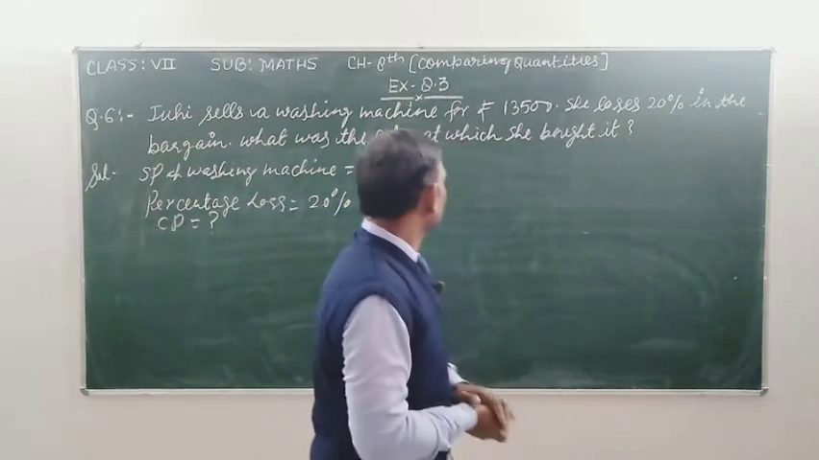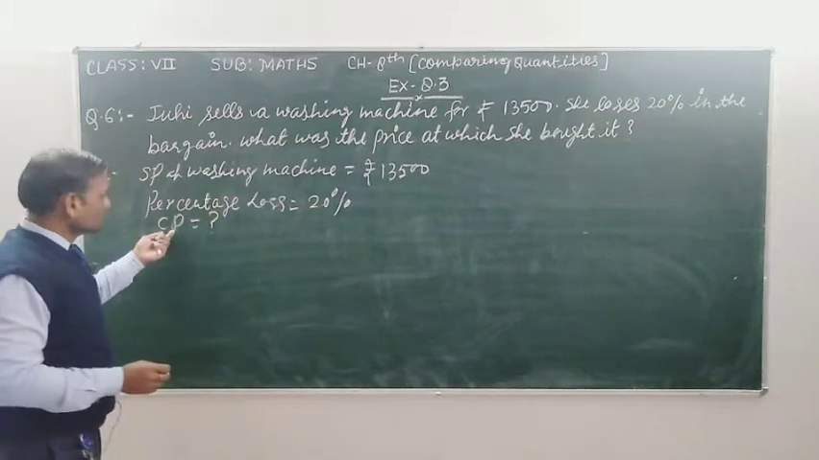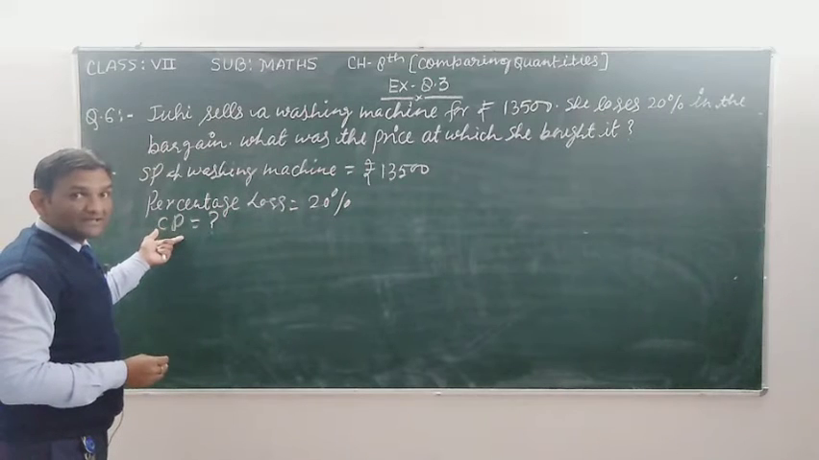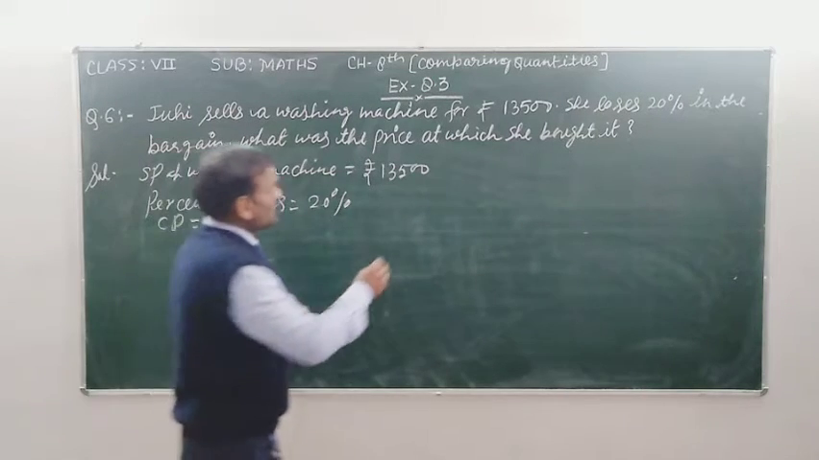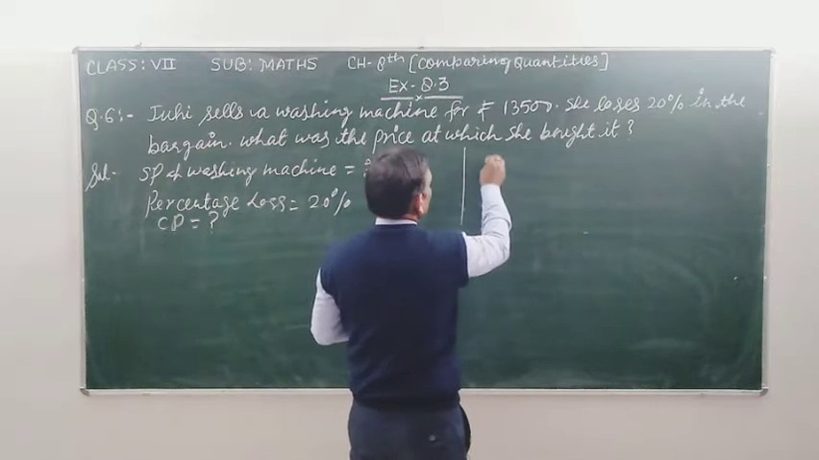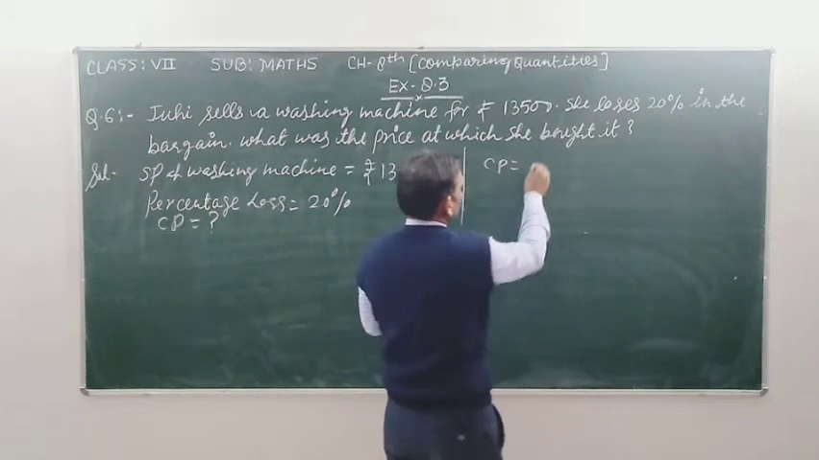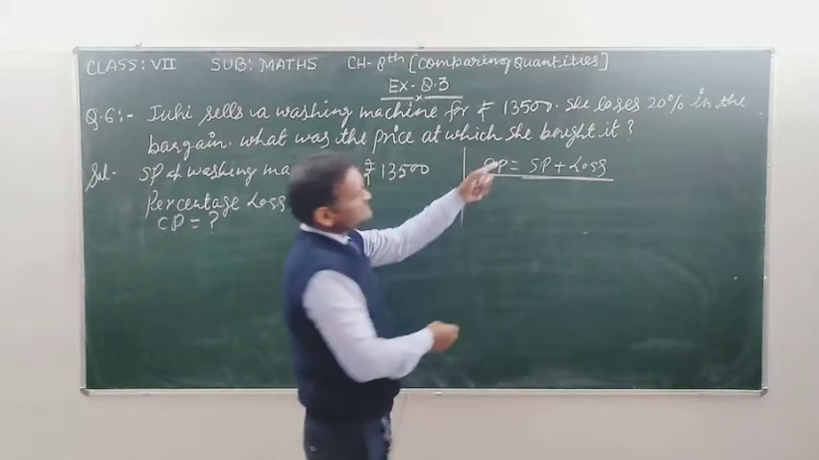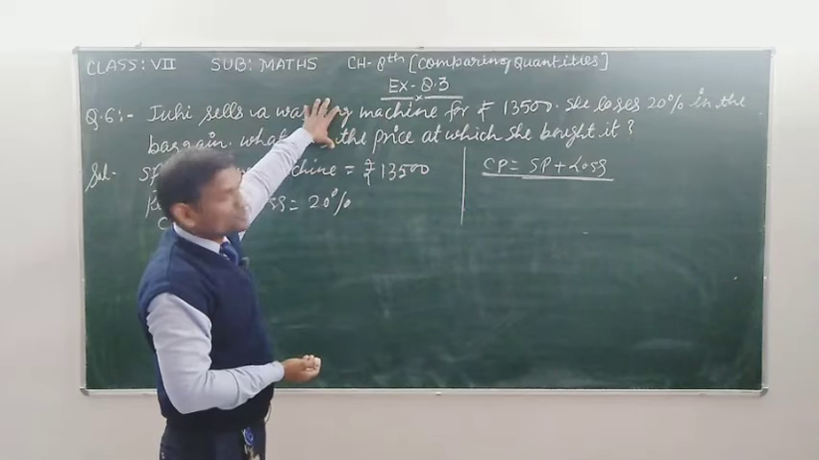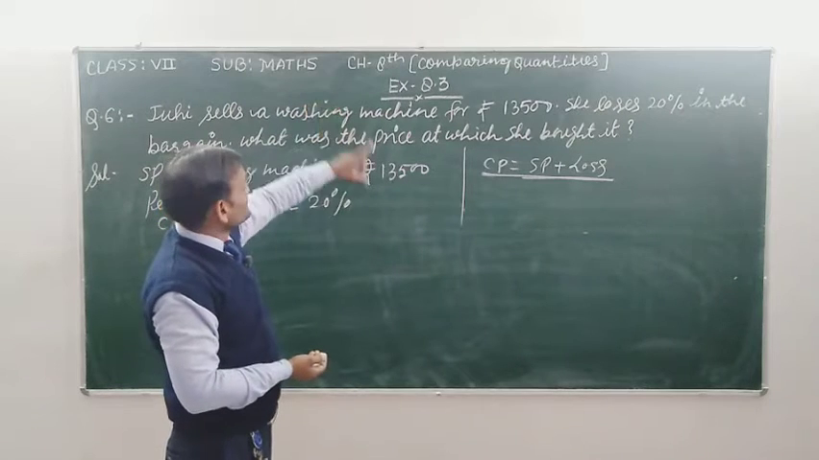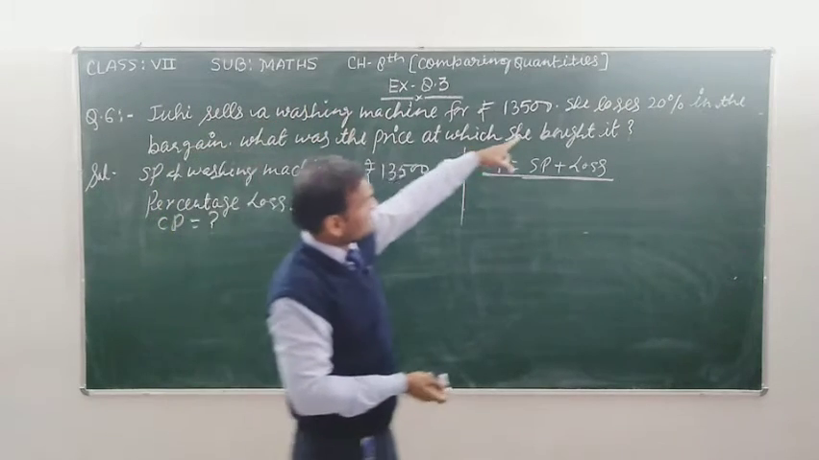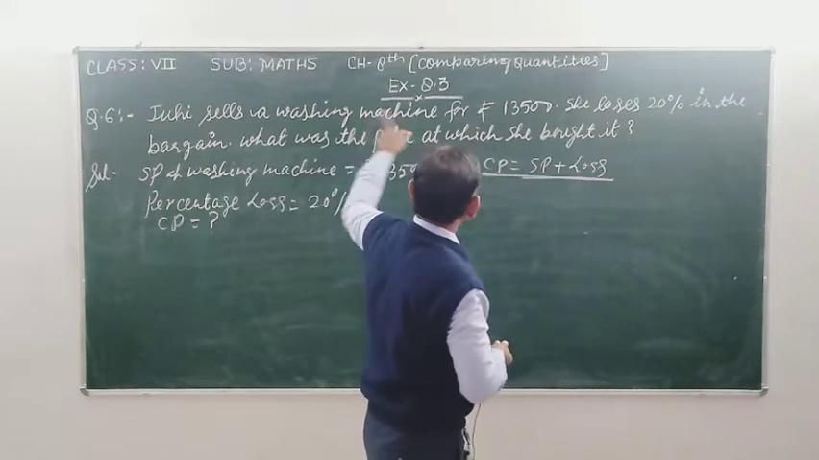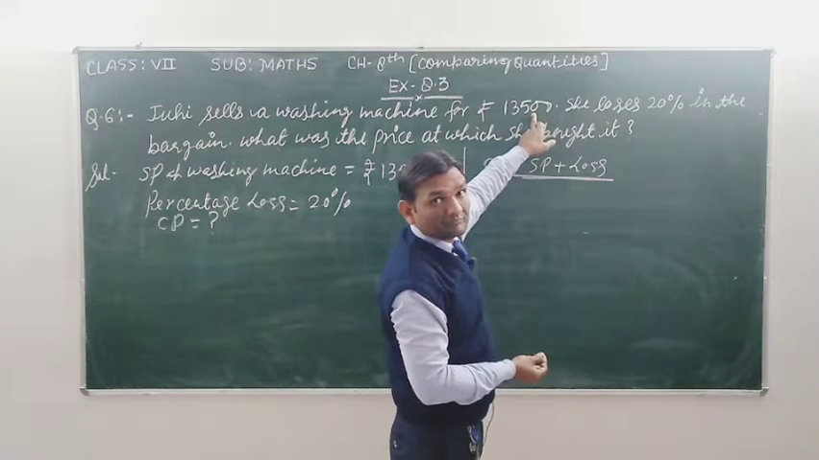So student, you know how can we find out the CP? हम कैसे निकालेंगे? I have told you the formula for finding the CP. CP is equal to SP plus loss. Very easy. This is the formula. According to this question, because in this question Juhi gets loss 20% and SP of the washing machine is 13,500.